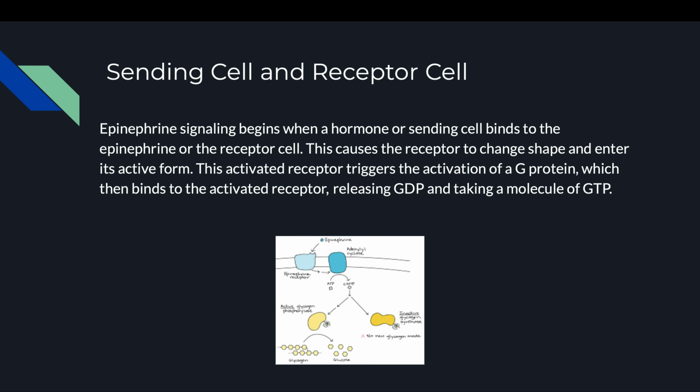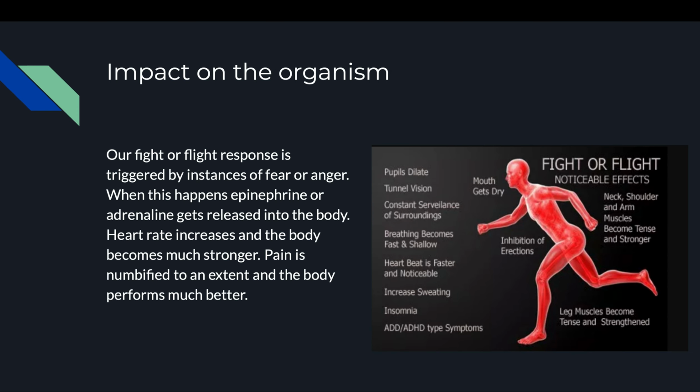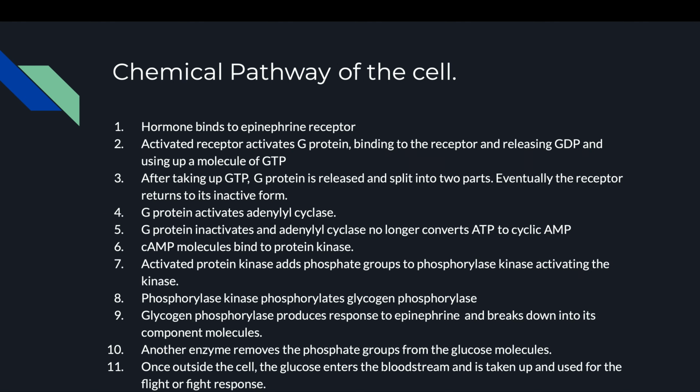The sending cell in epinephrine signaling is activated by G protein, which binds to the receptor on an epinephrine molecule, which releases GDP and takes a molecule of GTP. There are three main steps involved in cell signaling, including the reception, the intracellular signal transduction pathway, and the response. So, the chemical pathway of the cell.